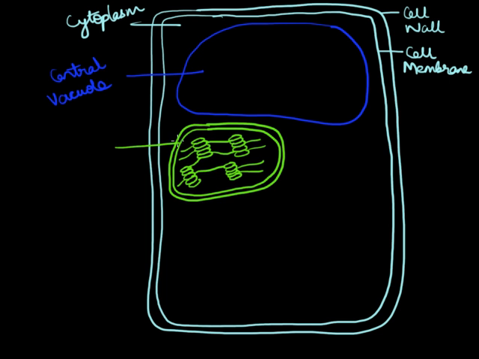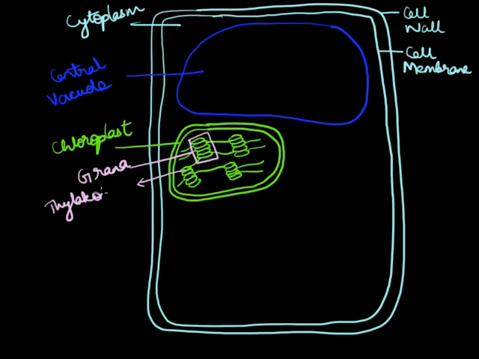So this is the chloroplast. Let's use another color. This is a grana, grana, and each of those coin shaped structures are called thylakoids.